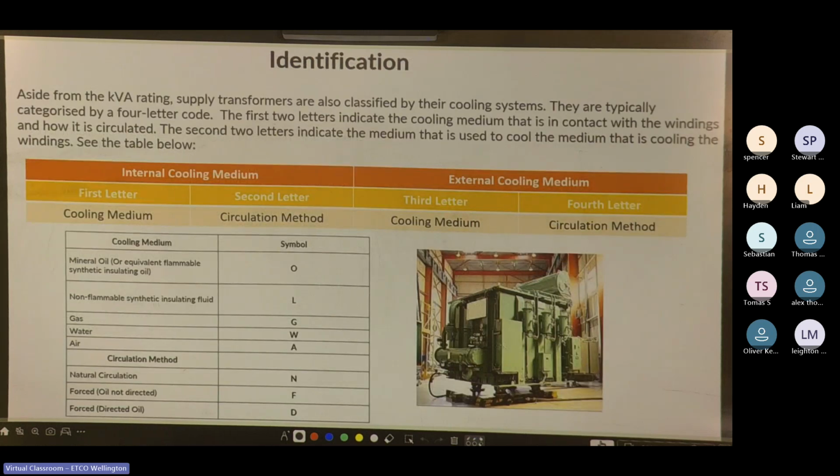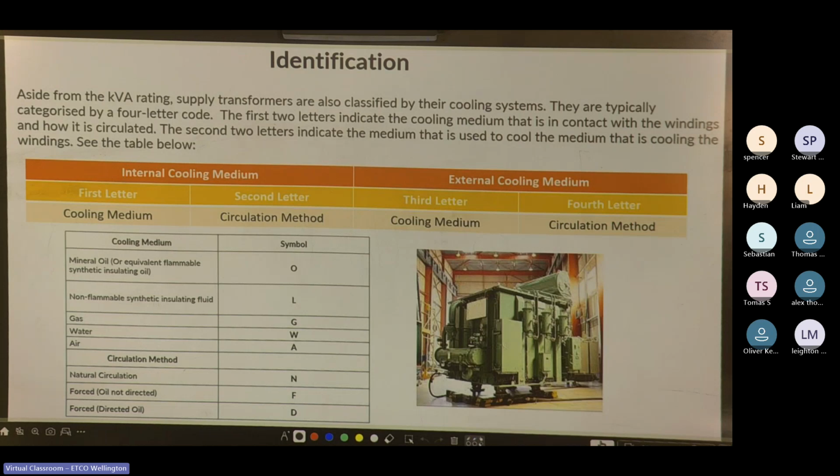Cool. So identification. Outside of the kVA rating, supply transformers are also classified by their cooling systems. They're typically categorized by a 4-letter code. The first two letters indicate the cooling medium that's in contact with the windings and how it's circulated. The second two letters indicate the medium that is used to cool the medium that is cooling the windings.